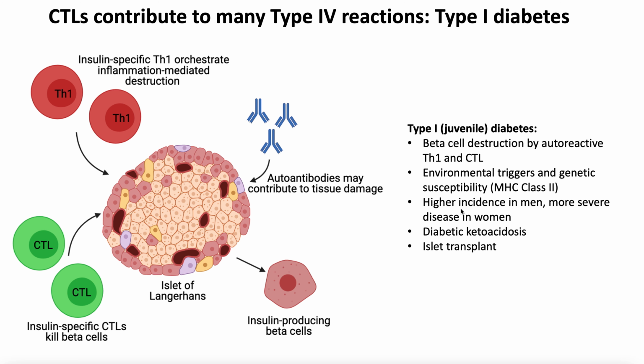And again, there's a number of environmental triggers that aren't fully understood for type 1 diabetes. But we do know that it's genetically linked most tightly to MHC class II, as well as a number of other genes that regulate immune tolerance. It does have higher incidence in men in this case, but disease tends to be more severe in women. Again, the hallmark symptoms are diabetic ketoacidosis. And one of the treatments for this that's rather interesting is the possibility of getting an islet transplant.